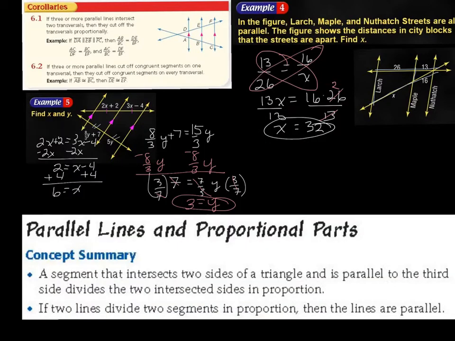Okay, summing up parallel lines and proportional parts, a segment that intersects two sides of a triangle and is parallel to the third side divides the two intersected sides in proportion. And if two lines divide two segments in proportion, the lines are parallel.